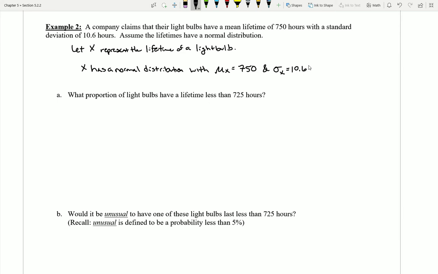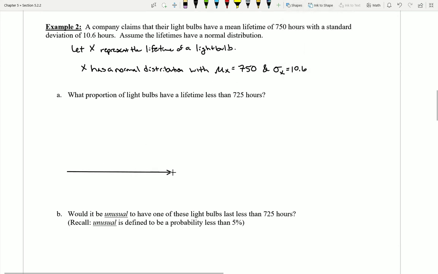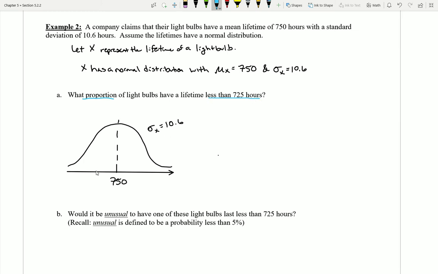Well, now let's take a look at part A to see how we can answer some questions. What proportion or what percentage of light bulbs have a lifetime that is less than 725 hours? Well, this should hopefully be a fairly easy question by this point, because I can just draw out a number line, sketch out a nice normal distribution. This one has a standard deviation of 10.6, and I'm interested in a proportion or probability that is less than 725 hours. So 725 would be right here on the number line, somewhere around there at least, and I'm going to shade less than that.